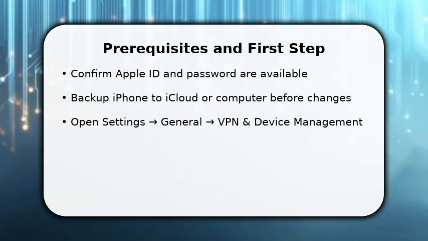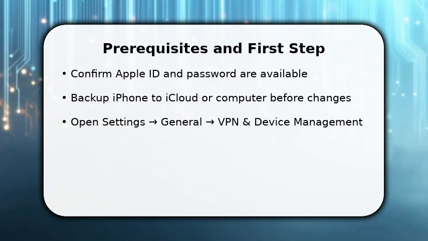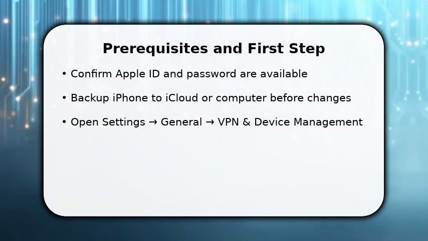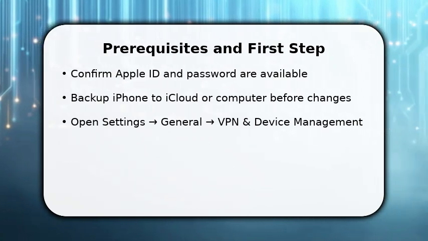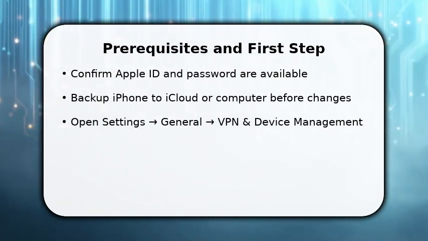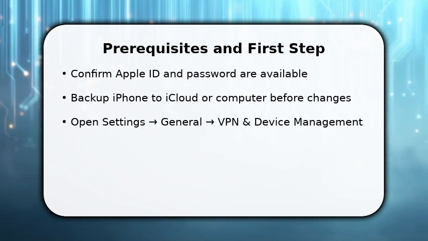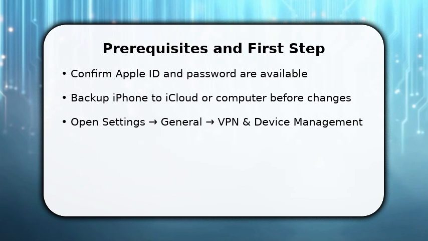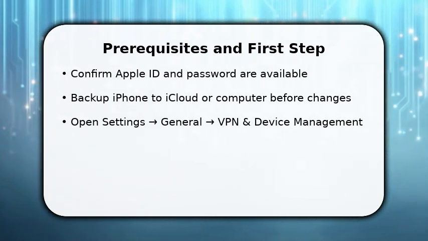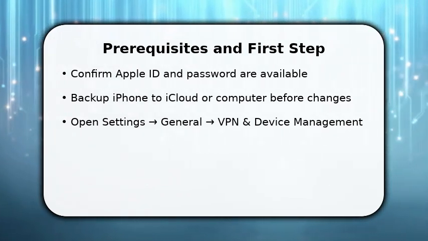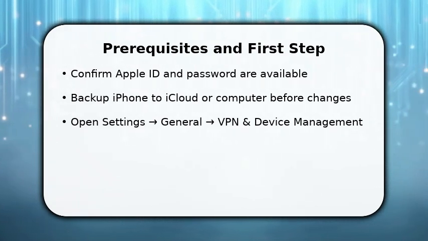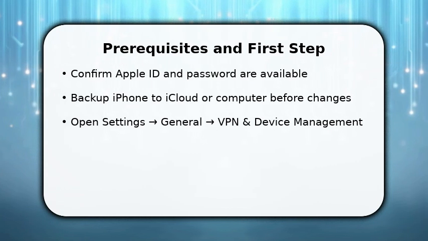You'll start by preparing and then taking immediate action. Confirm you know your Apple ID credentials and make a quick iCloud or local backup. This prevents data loss. Once done, open Settings, tap General, then scroll to VPN and Device Management. That's where beta profiles live. If you see an iOS beta software profile listed, tap it to view details. Make sure to stay connected to Wi-Fi and keep the phone charged while you remove the profile.